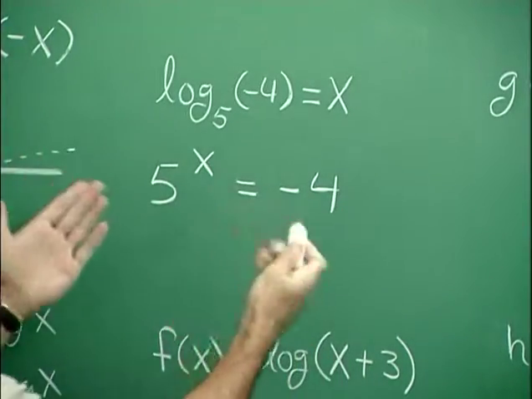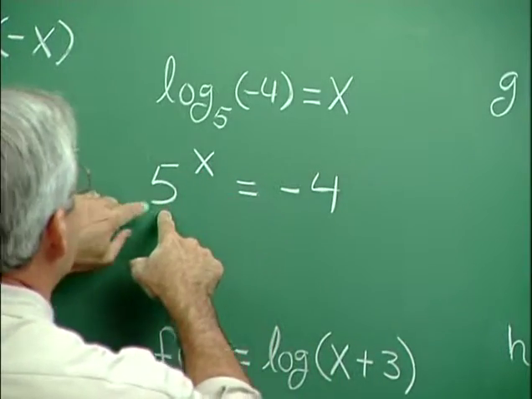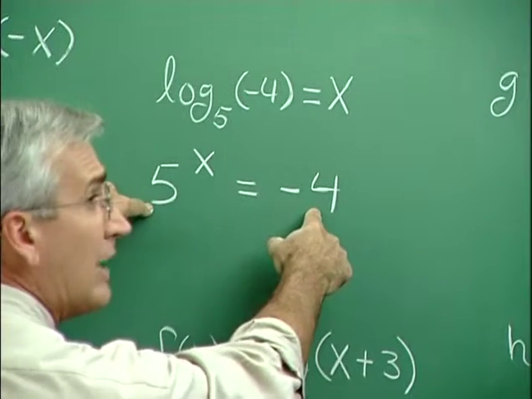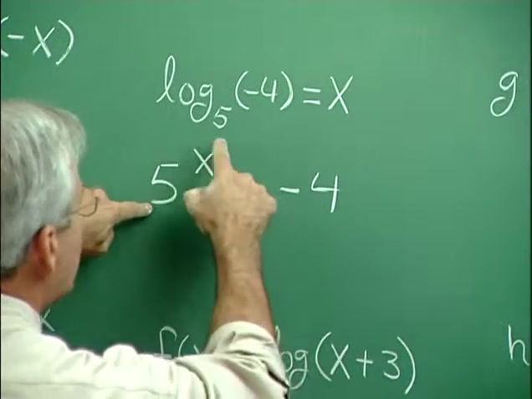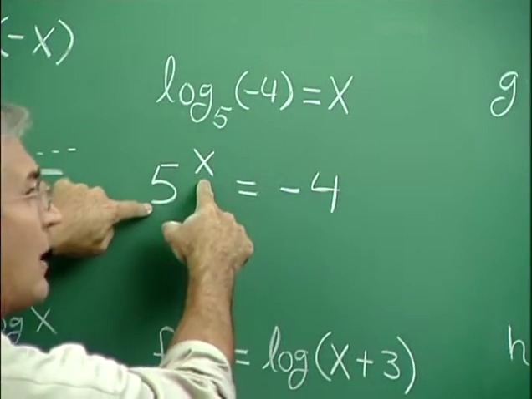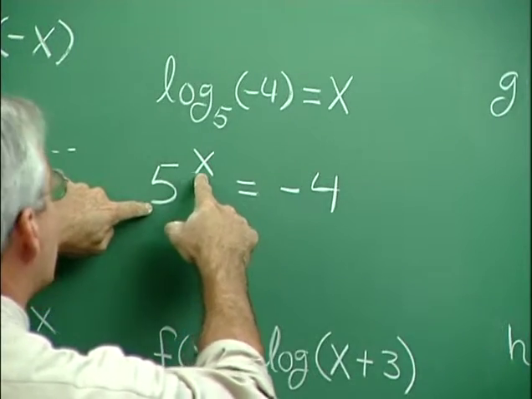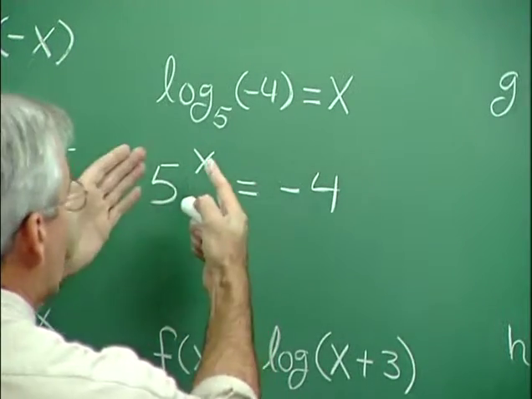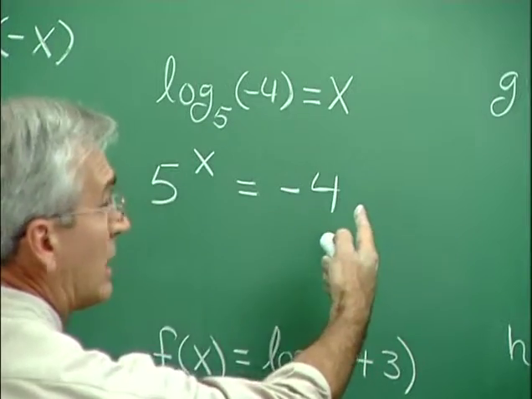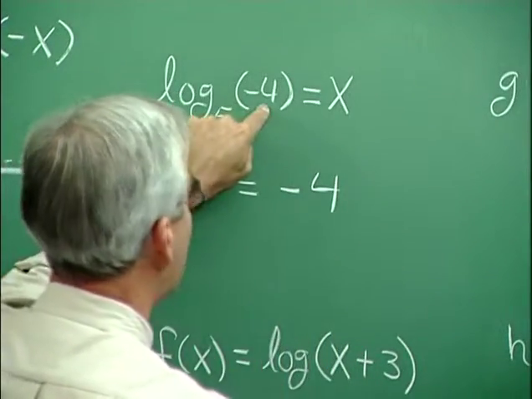And so we're looking for an exponent to apply to 5 that will give a result that's negative. You see, although x can take on both positive and negative values, it's never going to cause this expression to become negative. So this is an impossibility. We just simply can't take the log of a negative number.